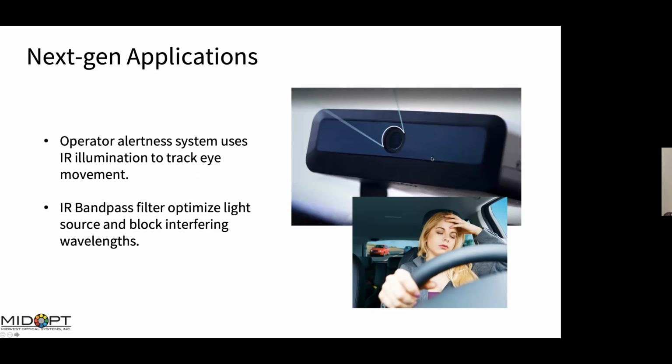So these types of applications are, again, projecting infrared. And so it uses a bandpass filter to block ambient light, so that the IR illumination that's returning back into the sensor is not interfered with by other light sources in the car or coming in from the window. So this is a cool kind of application.